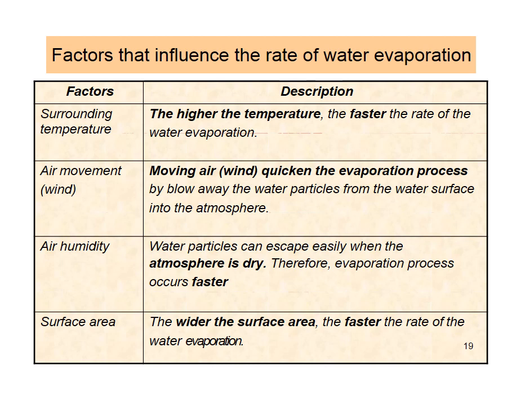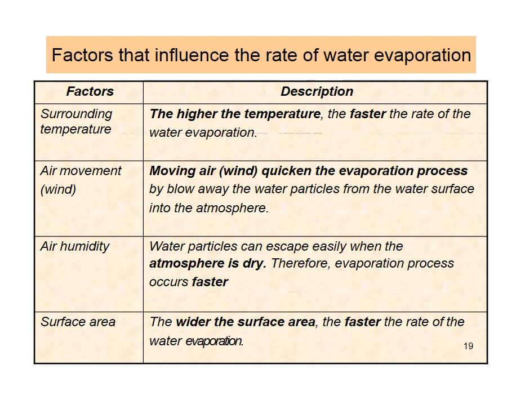Okay, factors that influence the rate of water evaporation. We have four factors: surrounding temperature, air movement, air humidity, and surface area. The higher the temperature, the faster the rate of water evaporation. For example, on a hot day, when we dry clothes, the clothes dry faster.